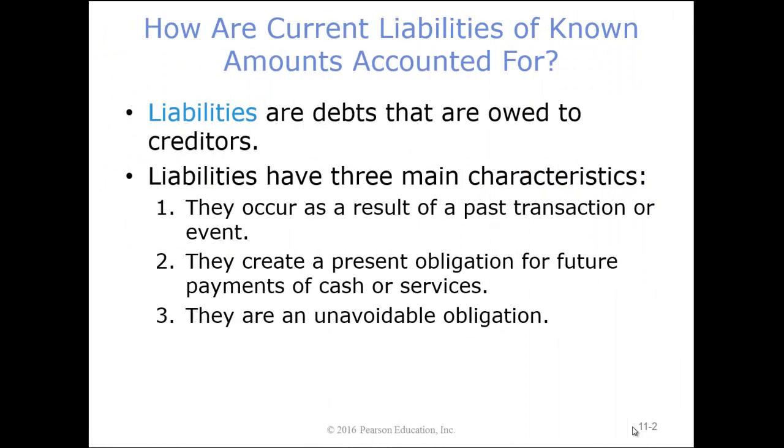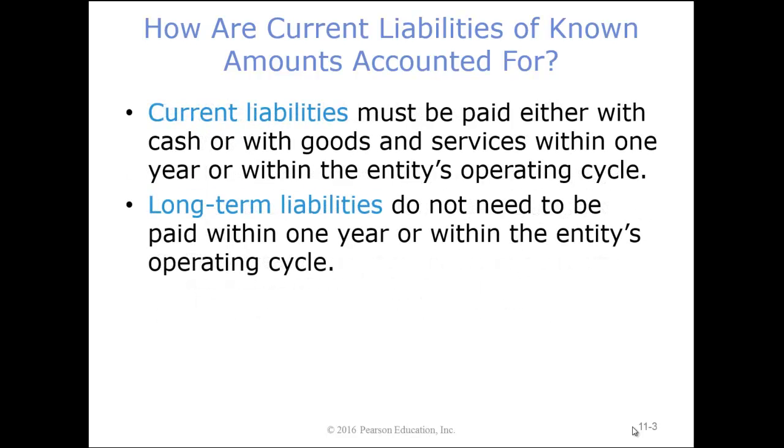So as we know from previous chapters, liabilities are debts that are owed to creditors. And here's a little bit about the three main characteristics. They occur as a result of a past transaction or event. They present an obligation for future payments of cash or services, and they are unavoidable.